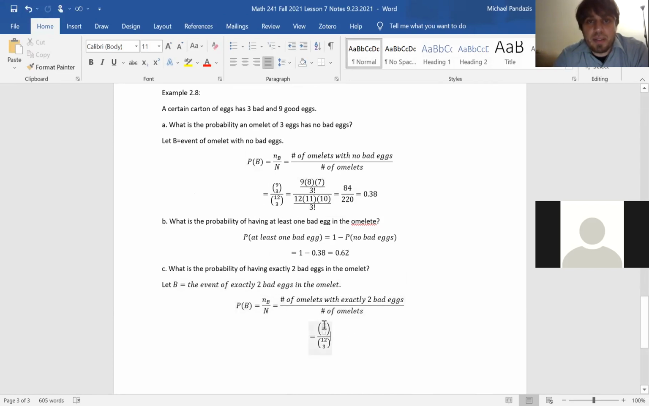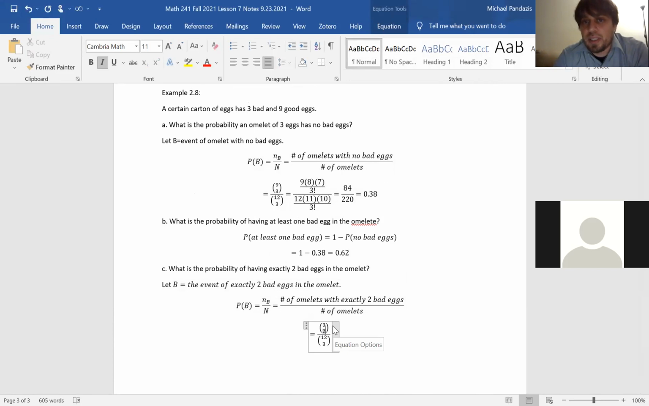There are 3 bad eggs. So I want to choose 2 bad eggs, right? I want to choose 2 bad eggs because I want exactly 2 bad eggs. But then, don't forget your omelet consists of 3 eggs. So you choose 2 bad eggs out of the total 3, and there's 1 additional egg in your omelet.